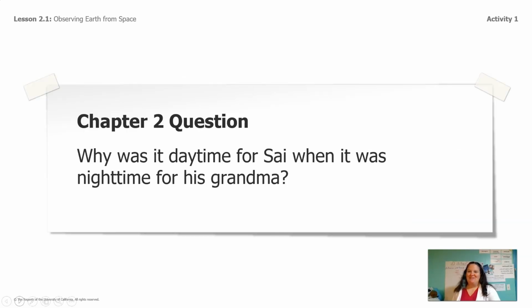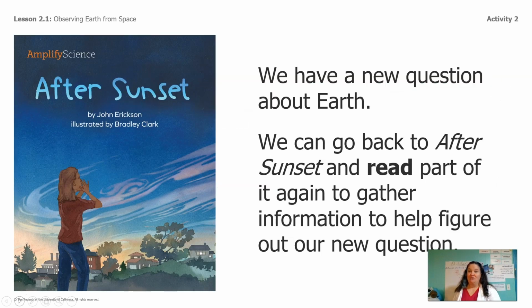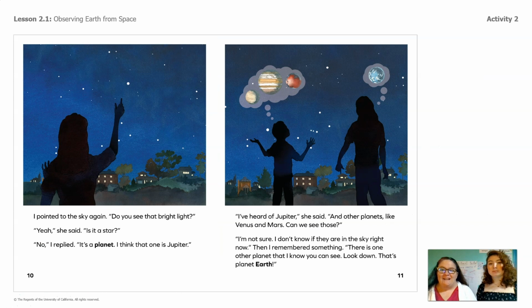In order to answer this Chapter 2 question, the first thing we're going to do is actually go back to the book we read before, After Sunset. And we're going to look for the answer to this new question from this book by rereading some of the parts. And so because we're rereading the book, I'm going to have my dearest daughter, Rosie, come back in and we're going to read part of this book together to try to gather a little bit of new information about our question. Remember as we're reading to look for evidence of why the sky is different for Cy than his grandma. Let's get started, Rosie.